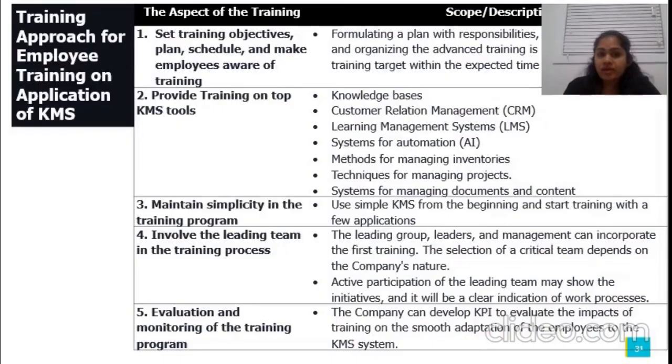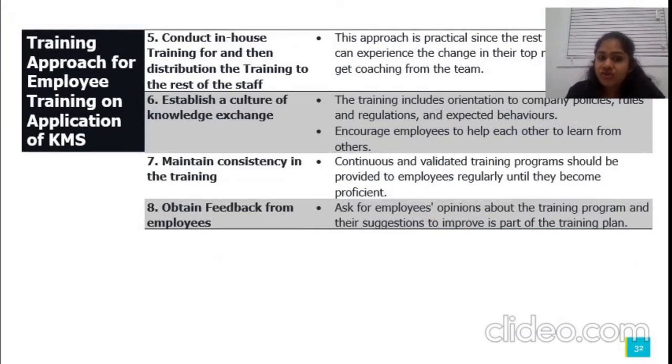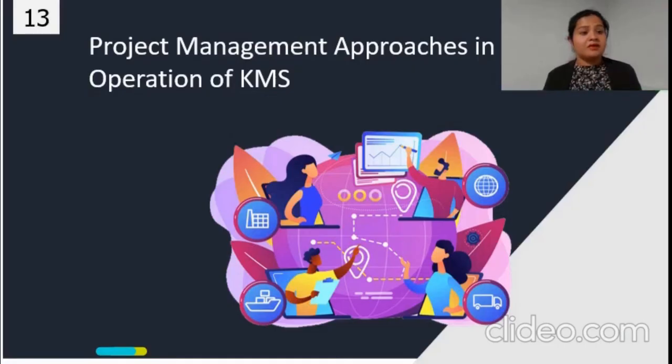We have to find other aspects of the training, like set training objectives, plan, schedule, and make employees aware. Provide training on top KMS tools, maintain simplicity, involve the leading team in this training process, and carry out evaluation and monitoring of the training program. Then conduct in-house training for them, and distribute the training to the rest of the staff. Establish a culture of knowledge exchange, maintain consistency in training with regular sessions until they become proficient, and obtain feedback from employees. Better knowledge management strategies enable more effective project management.